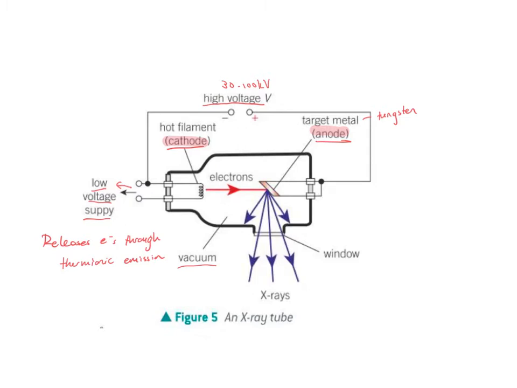So what you have is the electrons hit the anode and all the kinetic energy that the electron had gets converted to thermal energy, or transferred to thermal energy. And part of that kinetic energy that the electron had also gets transformed into an X-ray photon. So it's one electron for one X-ray photon.